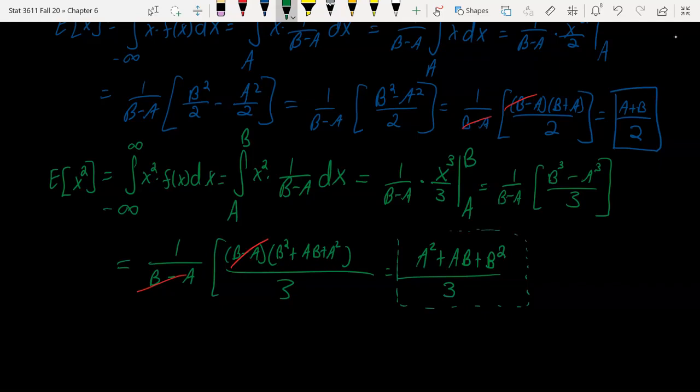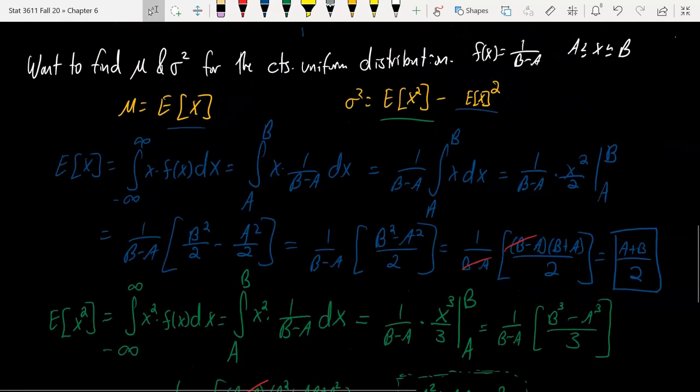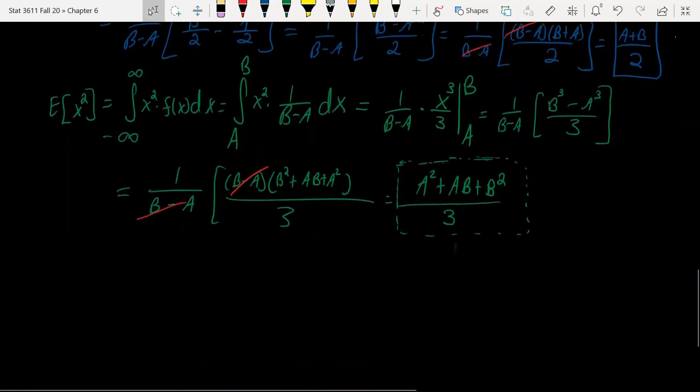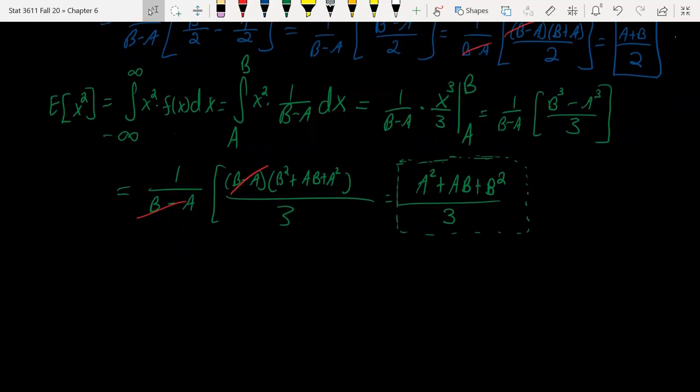I'll try to put this in a dashed box as a partial result, but our work here is not done. This is not the variance of x, right? This is just the expected value of x squared. So what is the variance of x going to be then?